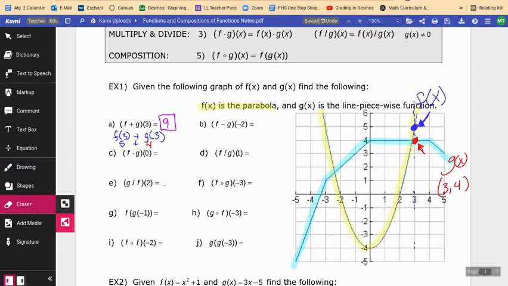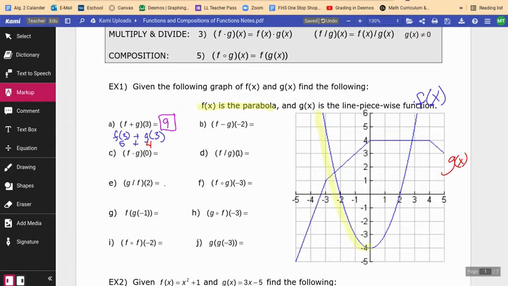Okay, so then I look at the next ones. Okay, accidentally unhighlighted this. Okay, so then let's look at problem B. This time it has f minus g of negative 2.